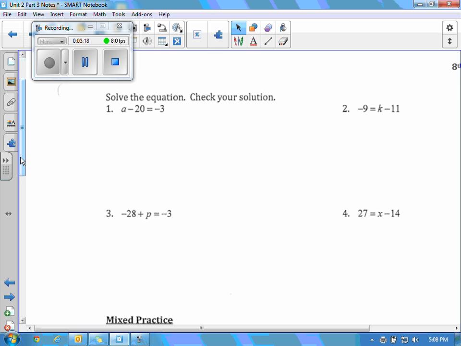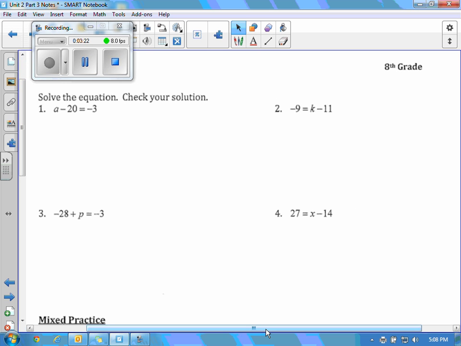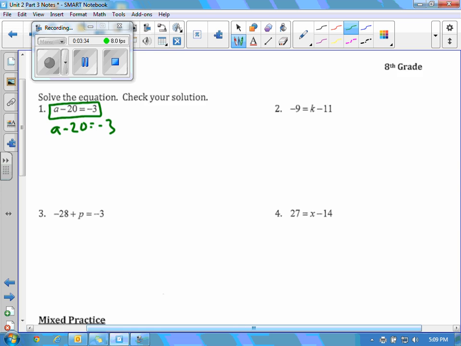So now flipping over to the back page, let's look at our examples. It says solve the equation, check your solution. So first thing I'm going to do is I'm always going to box the original. So I box the original, and I rewrite it. A minus 20 equals negative 3. I go to the side with the variable, which is the left side. I have A minus 20, so I have subtraction. I have to undo that operation, so I'm going to add 20 to both sides.